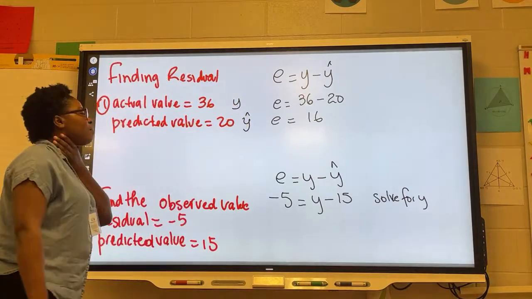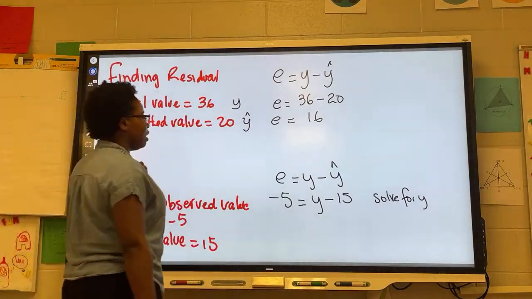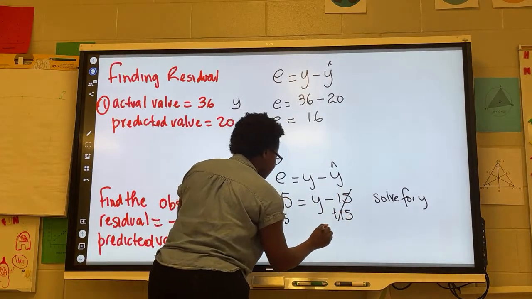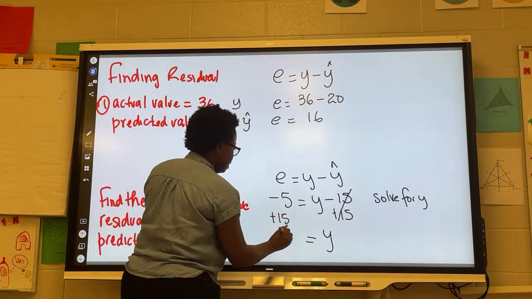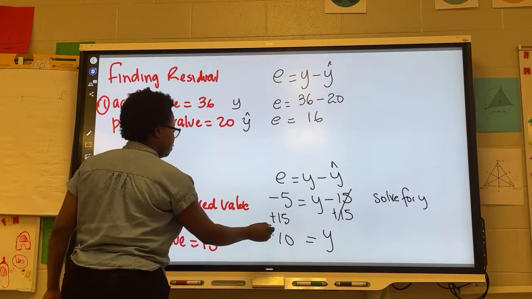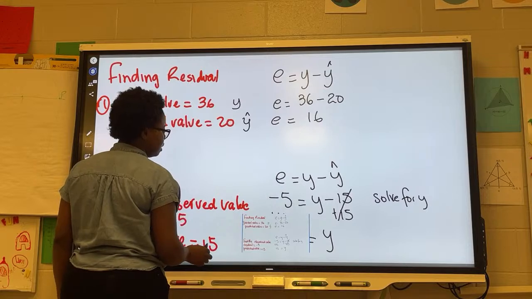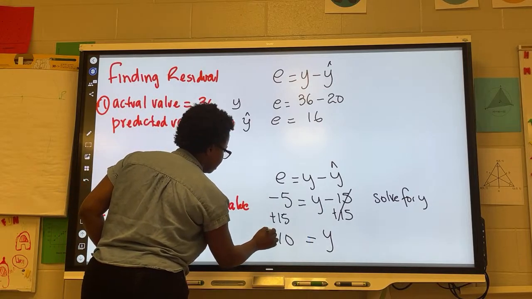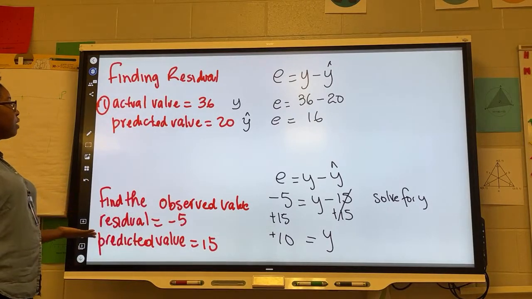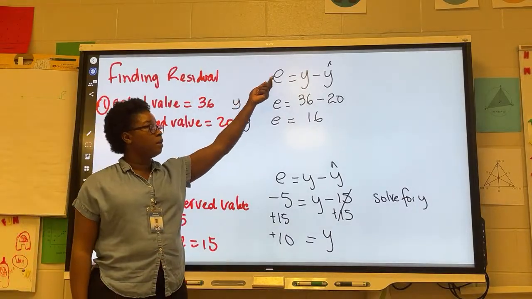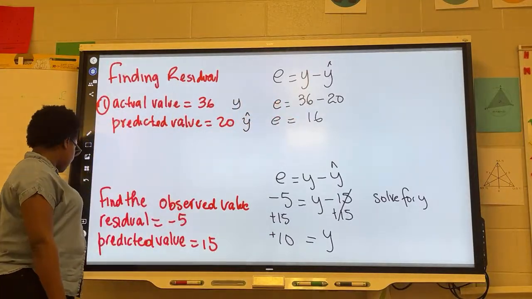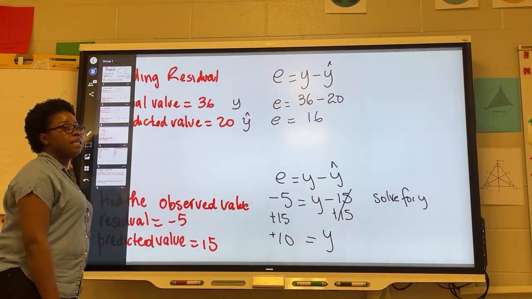Okay. So we have to solve for y in this case. To solve for y, you basically add 15 to both sides. So that cancels, and y is equal to 10. Let's make it a plus sign because it's not erasing. Y is equal to 10, and that is our observed value. So whatever you're given, you always write your residual formula, input these values in it, and solve for the missing variable. Do you have any question?